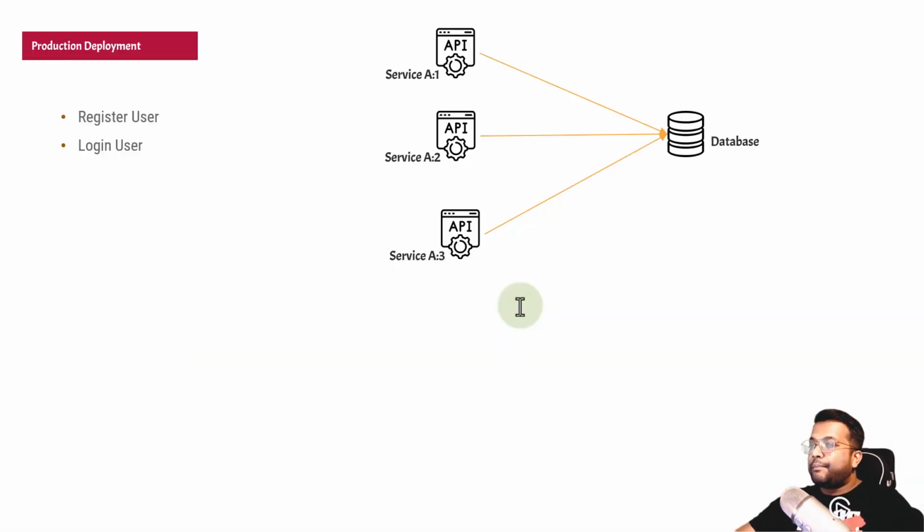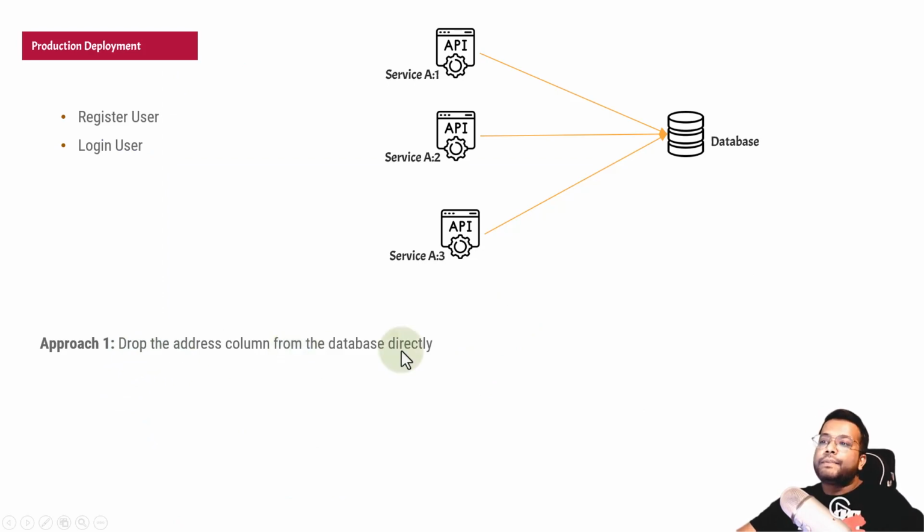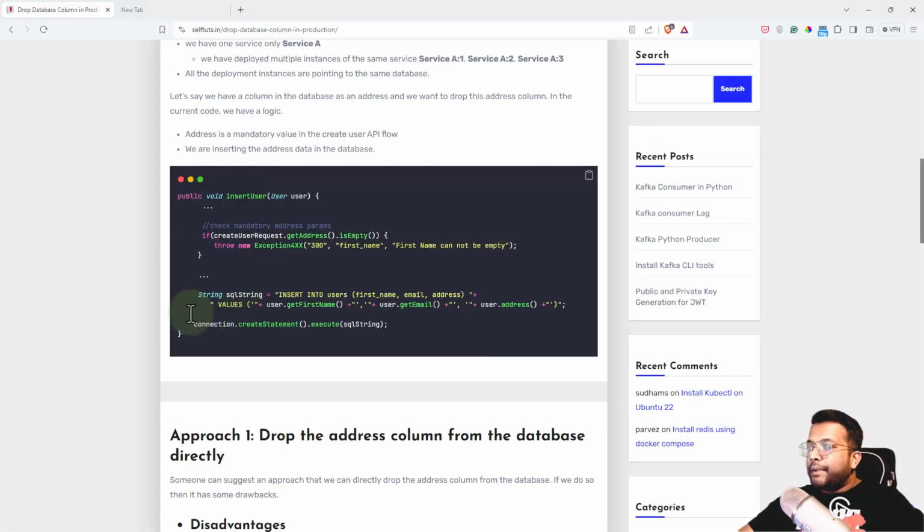So what will the first approach be? The first approach is to drop the address column from the database directly, without making any other changes, just dropping the column. There will be an adverse effect. Why? Because this command, insert into users first name, email and address, is still there in the application running on production, but I have already dropped the column in the database. So this will start to fail.